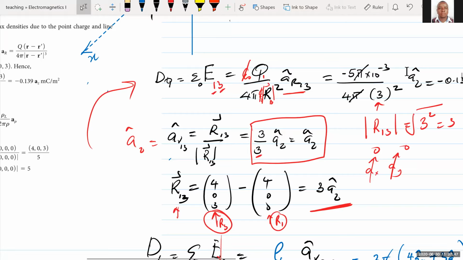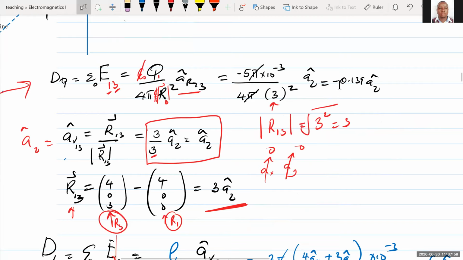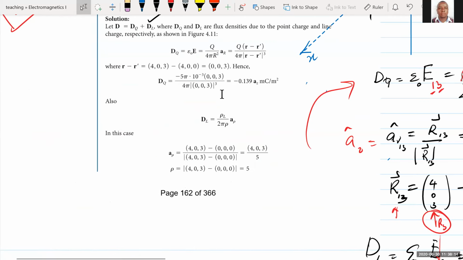And this gives us this value right here, which is minus 1, 0. Of course, when you do this calculation, this becomes straightforward, becomes 0 minus 0.139 in the direction of Z. And of course, I just went along a route, and you can see that that is the same answer that we got here. This is in millicoulombs per meter squared.